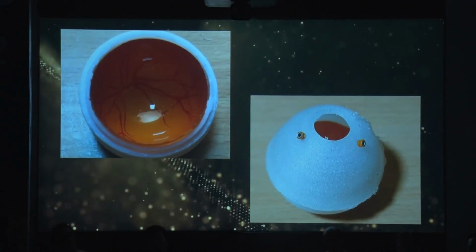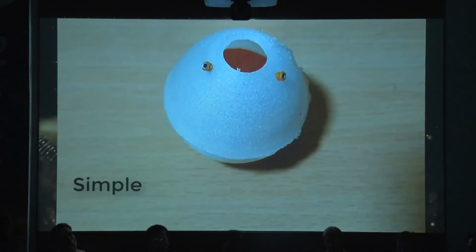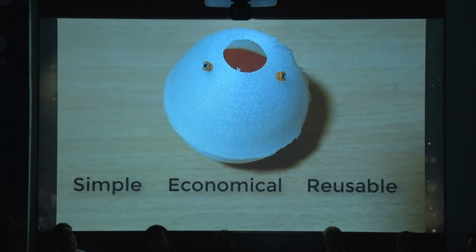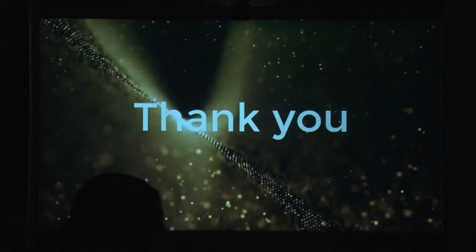In conclusion, these 2 innovations are simple, cost-effective, reproducible and have helped a long way in VR training during COVID times. Thank you.